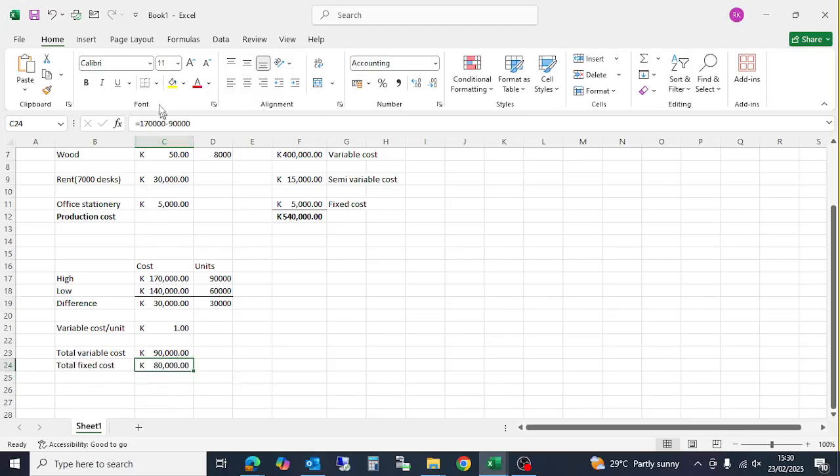And that's why the total cost is coming to 170,000. You've seen how I've broken down the 170,000. I've multiplied my variable cost per unit by the number of units to get the total variable cost. And after I found the total variable cost, I removed it from the total cost so as to find the fixed cost.